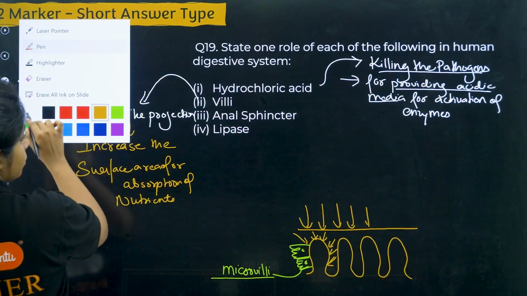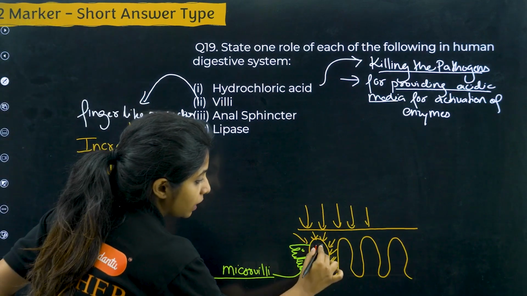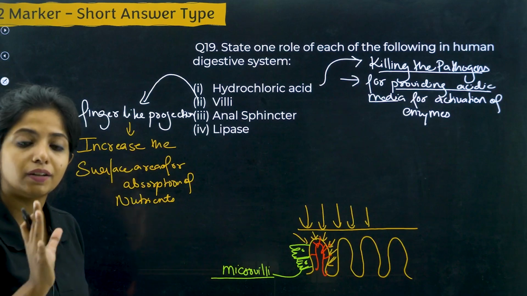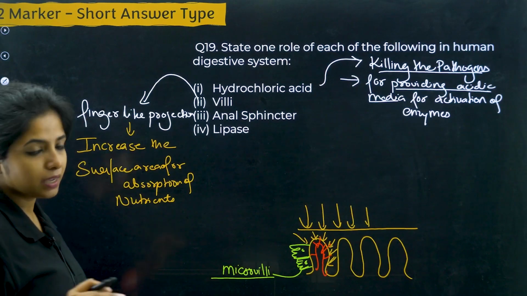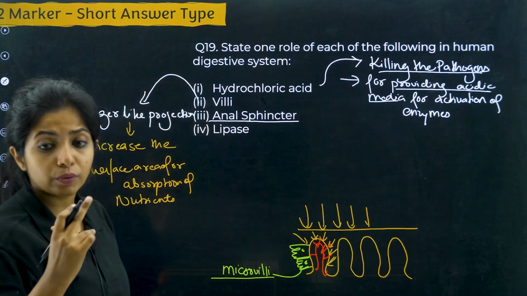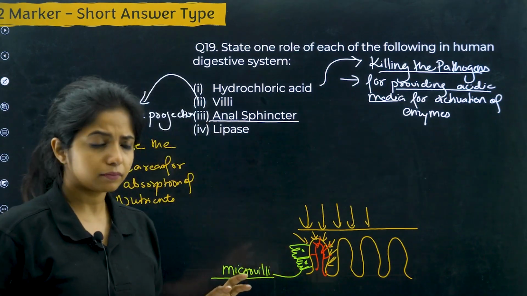Now anal sphincter. And one more thing before I end. Here it is richly supplied with blood vessels, so all these nutrients are going to the blood vessels and the lymphatic vessels which are present over there. Now talking about anal sphincters. The anal sphincter is the sphincter muscle which is there at the end of the large intestine.